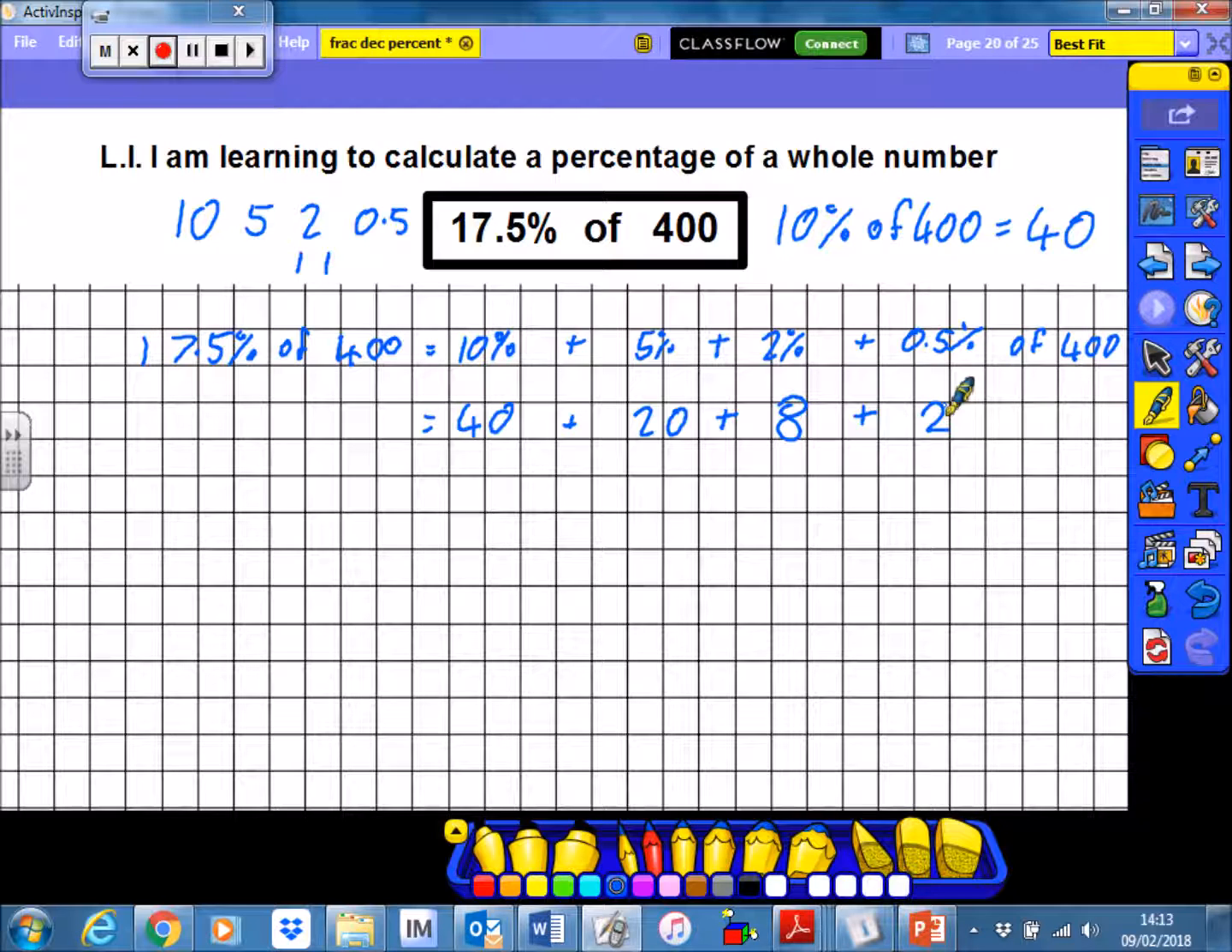And now I have all the information I need to actually work out the answer. So 40 plus 20 is 60, plus 8, 68, plus 2, 70. So 17.5% of 400, we worked out 10, 5, 2, and 0.5%. The answer, 70. The key though, in all of these examples, has been to use 10% as our gateway percentage, which helps us work out all of the other percentages that we need to know.